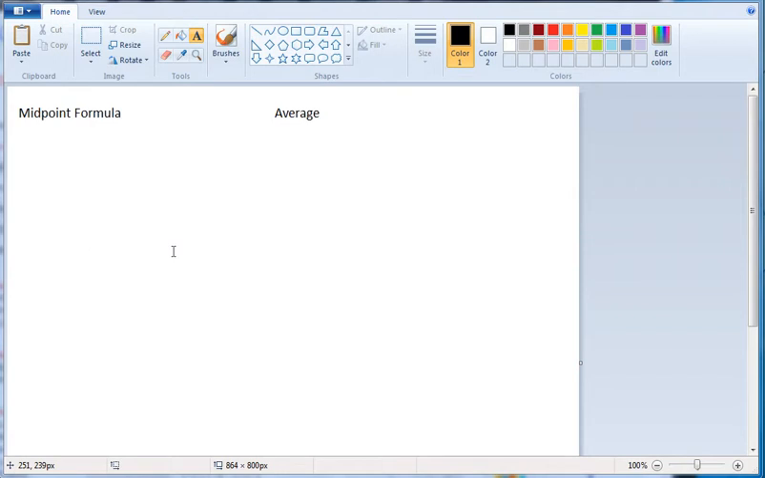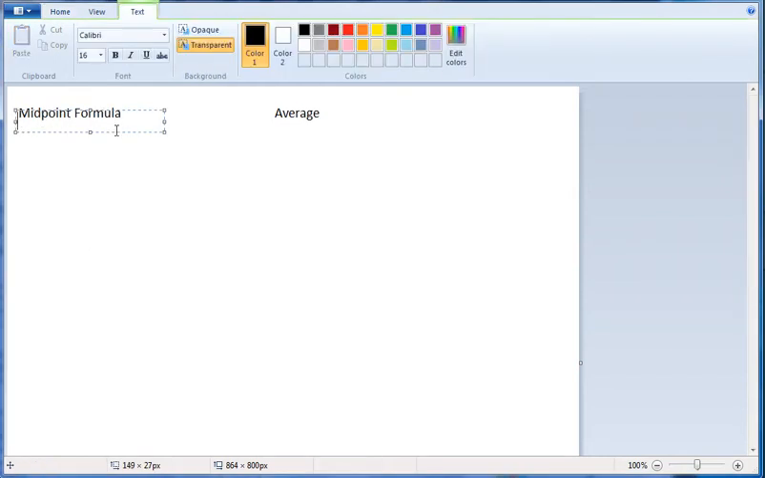Hello and welcome to the third lesson of Unit 1, and today we're going to be talking about the midpoint formula. So that's what we're going to be learning about today.